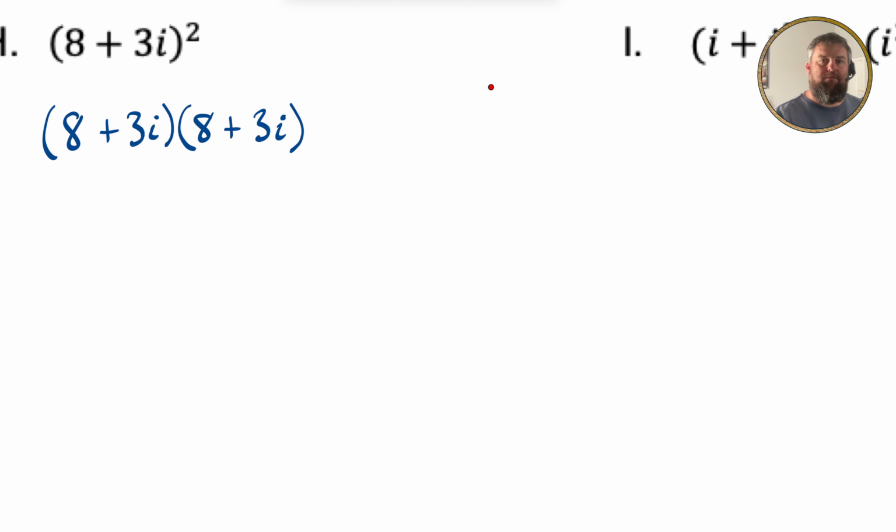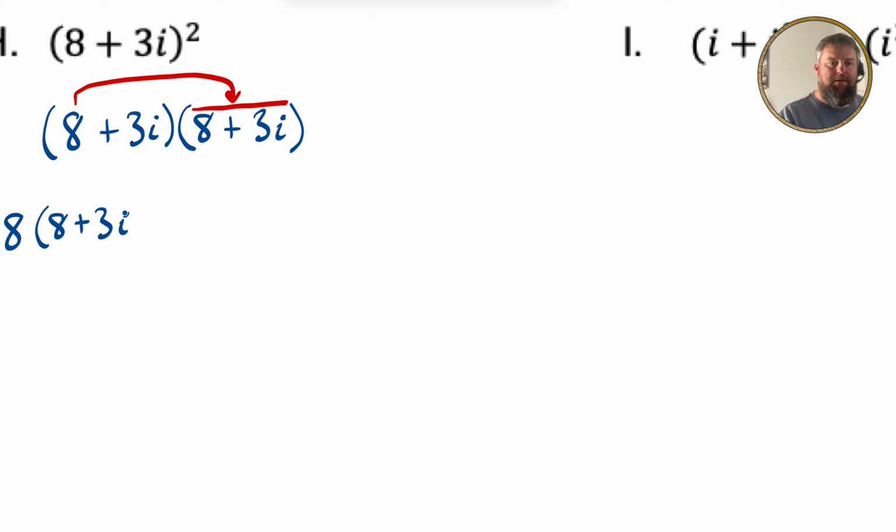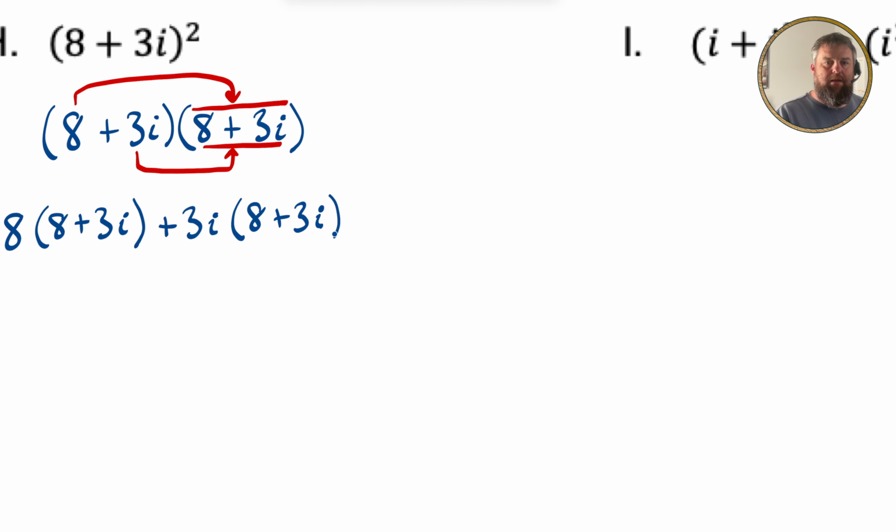Okay, so now we're going to take the first term of the first parentheses and just multiply it by both of the terms in the second parentheses. So this becomes 8 times 8 plus 3i. And then we're going to take the plus 3i from the first parentheses and multiply it into both of the terms in the second binomial. So this becomes plus 3i times 8 plus 3i.